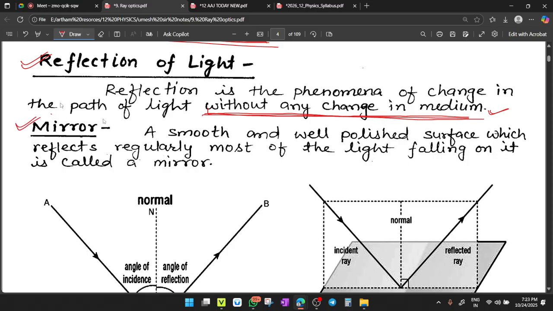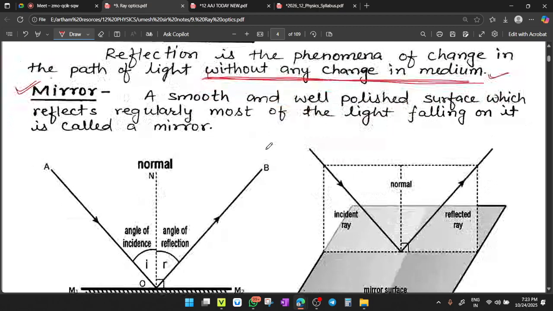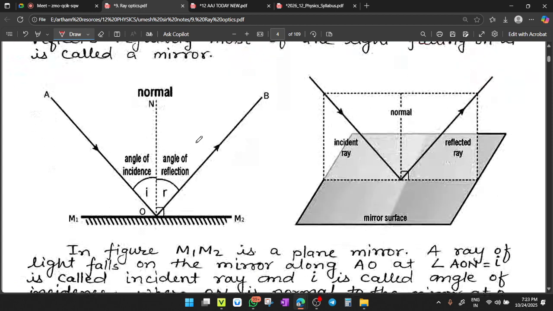Now, talking about mirror, who carries out the process of reflection? That is the mirror. A mirror is a smooth, polished surface which regularly reflects most of the light falling on it. Remember, a mirror does not reflect 100% of light. It can only reflect most of the light, because some part of the light is also absorbed. We will see in wave optics that some of the light is absorbed in the mirror also.